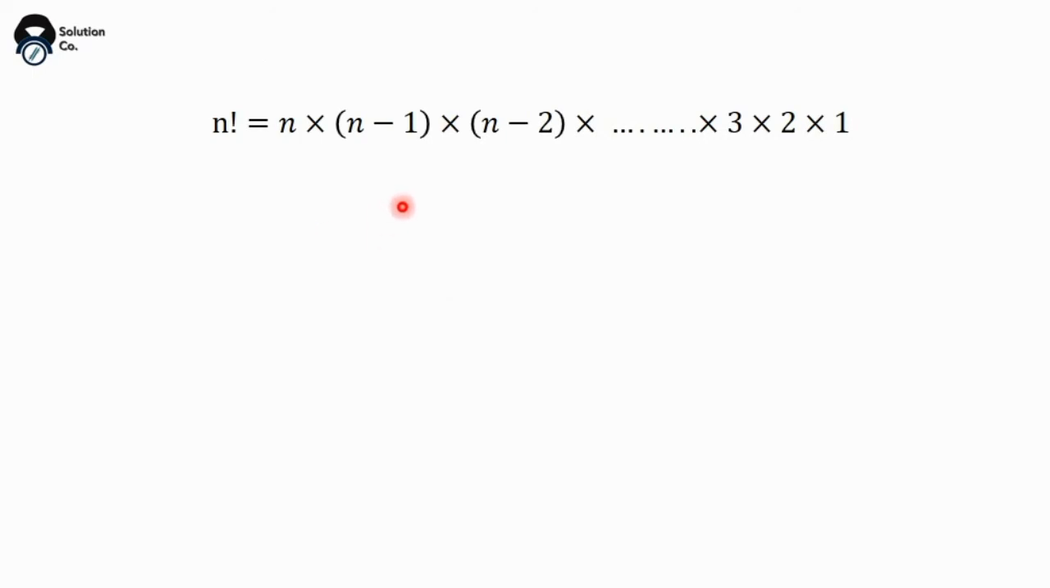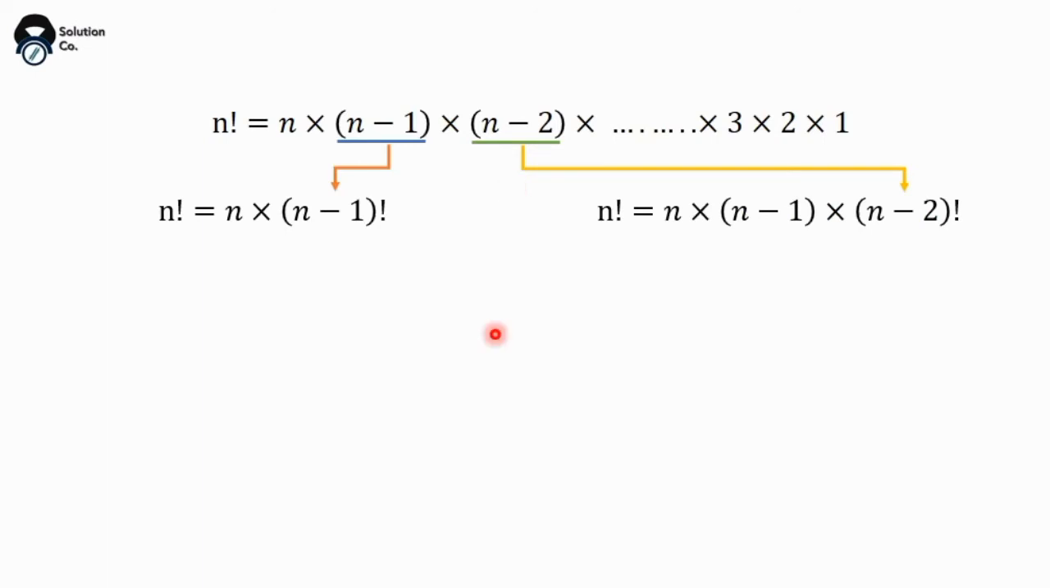So in general form, we can do some simplifications. If we restrict our factorial sign to the n minus 1 term, then we can write it this way, that is, n factorial is equal to n multiply n minus 1 whole factorial. And similarly, by restricting the factorial sign up to n minus 2, we can write n factorial is equal to n multiply n minus 1 into n minus 2 whole factorial.